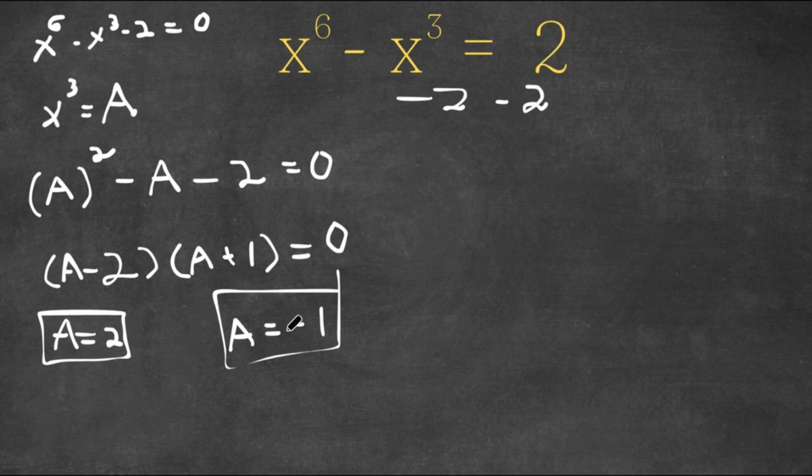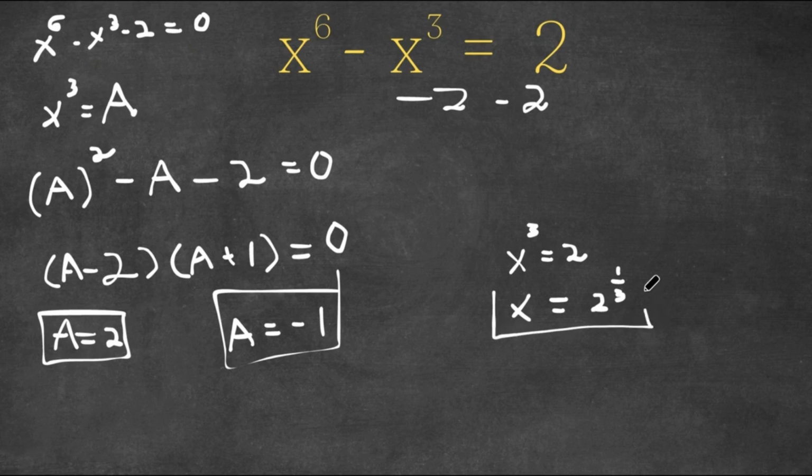So now that we found out the value for a, this means that we can plug this back into this equation. x to the power of 3 is equal to a. So now we have x to the power of 3 is equal to 2. And if we take the cube root on both sides, we get x is equal to the cube root of 2, or 2 to the power of 1/3. So this is one answer.